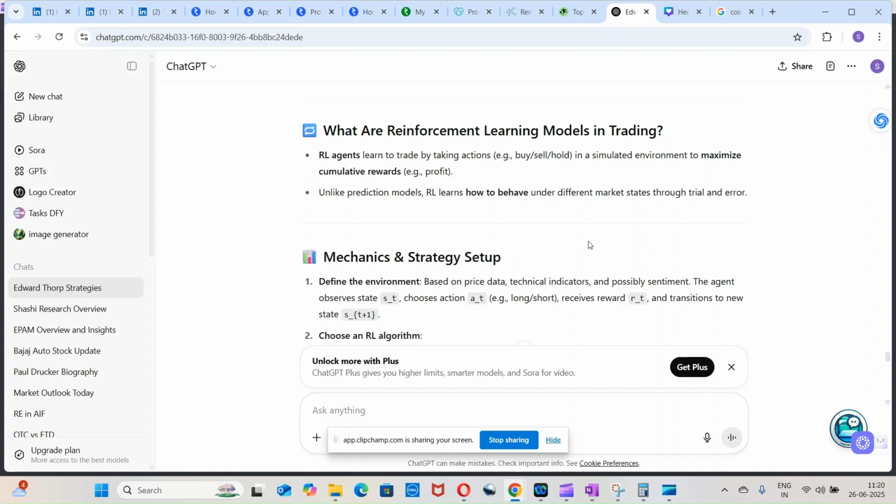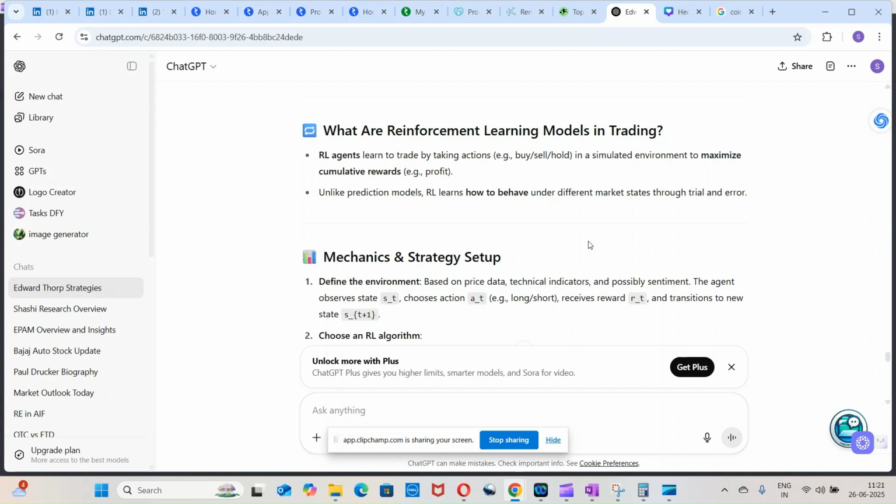Similarly, reinforcement learning agents learn to trade by taking actions. They take actions like a buy, sell, or hold in a simulated environment. We do it in the live environment, but these reinforcement learning agents do it in a simulated environment, and the main goal is to maximize cumulative rewards, or the profit, which is a human being's goal also. At the end of the day, we also want to maximize our cumulative rewards or profit. So that's what these do. These behave pretty much like humans.